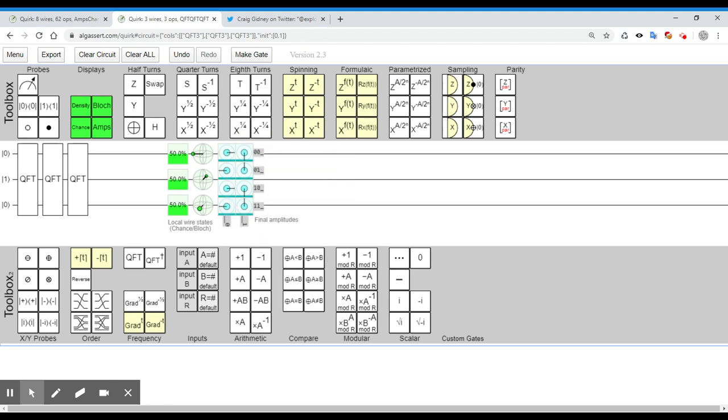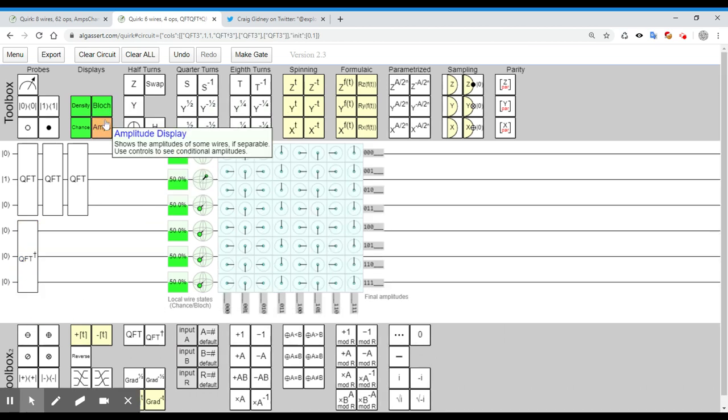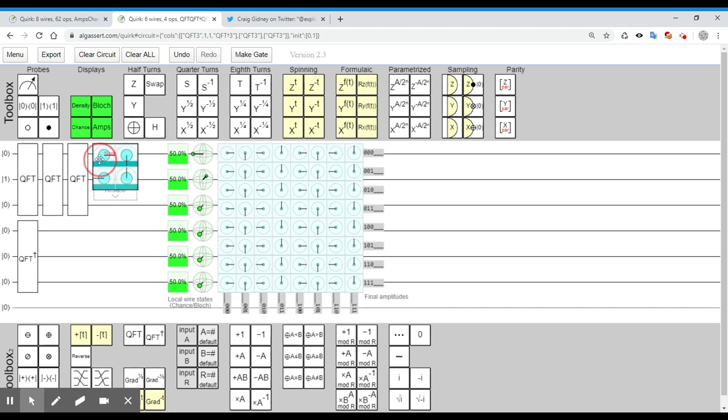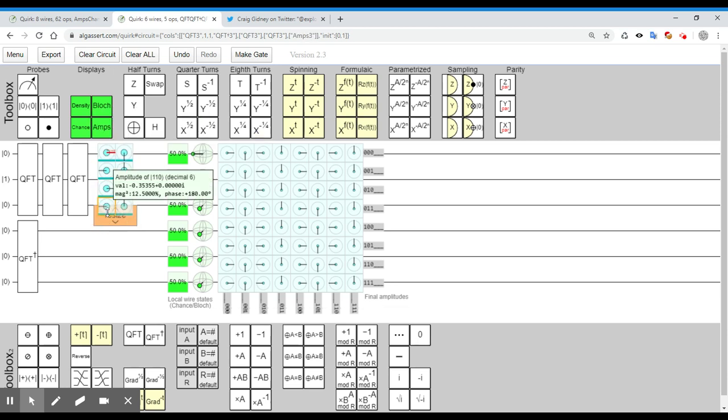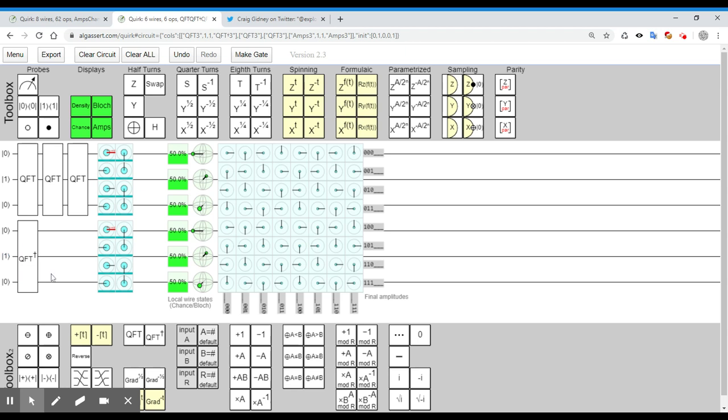Whereas if I do, can I do that? I think I can. I think I should be able to do that. Bam. So basically, those two things are the same. So that's kind of correct.